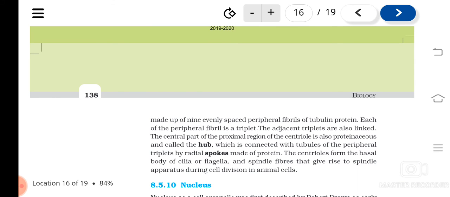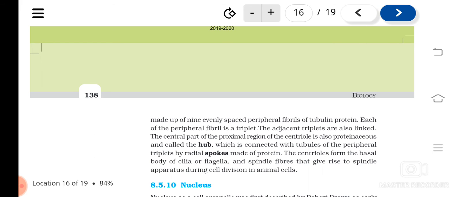And each of the peripheral fibrils is a triplet. In flagella or cilia it was a doublet, isn't it? Two tubules were there, but here you see it is a triplet, and the adjacent triplets are also linked. Here also 9 microfibrils groups are arranged, and in each group how many are there? 3 are there. 3 microfibrils made up of what? Tubulin protein. Understood? Then the adjacent triplets are also linked.